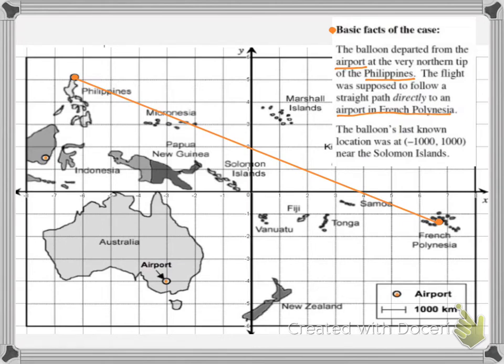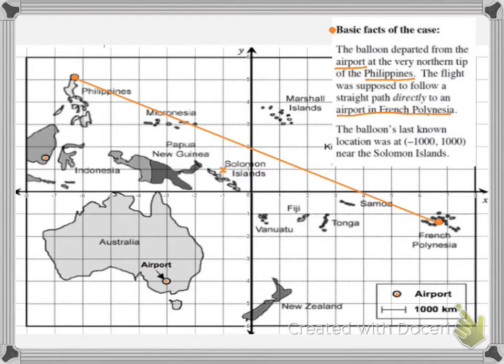So there's my line, as best as I could. Then the balloon's last known location was at -1,000, 1,000. Each one of these grids is a 1,000 mark. So they were spotted right where I just put my orange X. All right, so it was on a balloon.